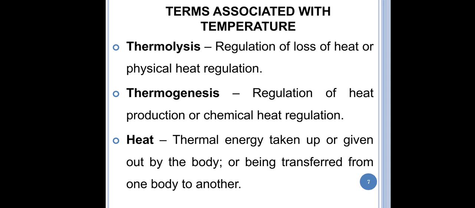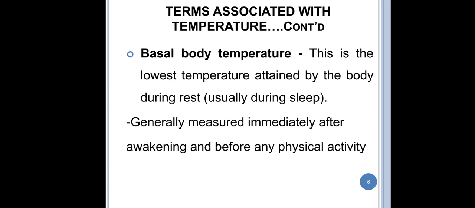So you find we have thermolysis, which is just the regulation of loss of heat, or physical heat regulation. Thermogenesis is the regulation of heat production, or chemical heat regulation. And then you also find terms like heat. This is just thermal energy taken up or given out by the body or being transferred from one body to another. Some of the terms in case you meet them.